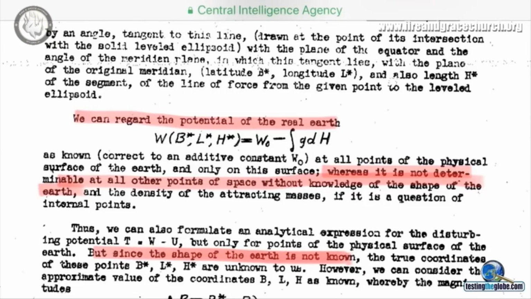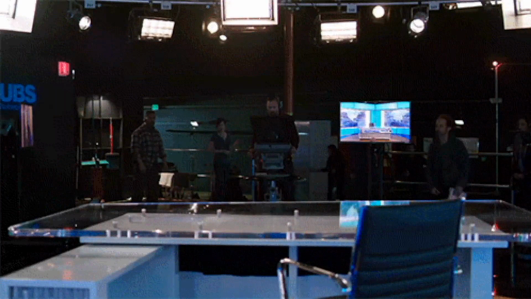They stated here that it is not determined at all of the points of space without the knowledge of the shape of the earth, but since the shape of the earth is not known. I just wanted you to see that a Russian scientific paper that was classified in 1948 states the shape of the earth is not known. Now let me remind you that we are always told, oh, we've known the shape of the earth since 300 BC.